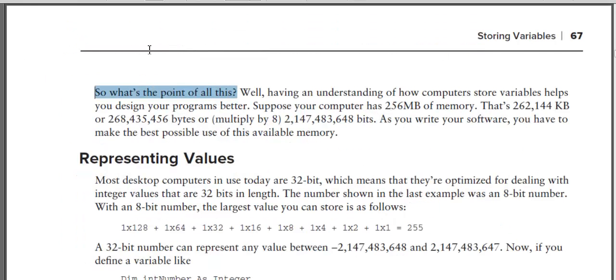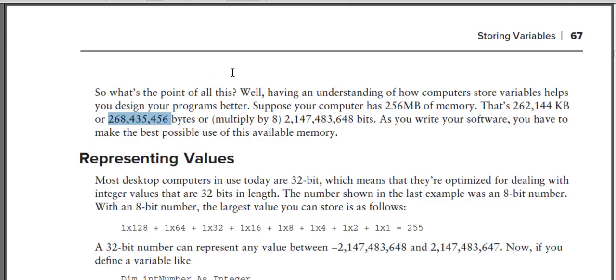He says, so what's the point of all this? Well, having an understanding of how computers store variables helps you design your programs better. Suppose your computer has 256 megabytes of memory. Well, that's very small, but this was written in 2010, for Visual Basic 2010, so that was maybe appropriate then. Anyway, that's this amount of kilobytes, or this amount of bytes.